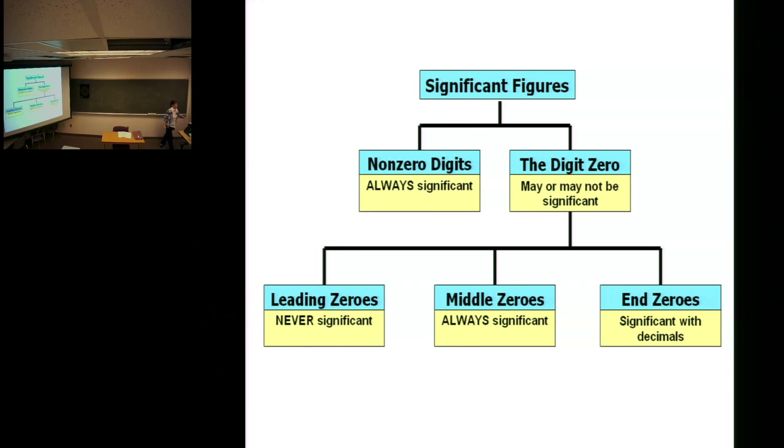All right, well, let's see if we can practice. How many sig figs is this one? 3. Good. 3. What kind of zero is that? Middle. And we said middle was what? Always significant. How about leading zeros? What are those? Never significant. End zeros? If there's a decimal. Okay, awesome. You guys got that. Very good. All right, let's go again.